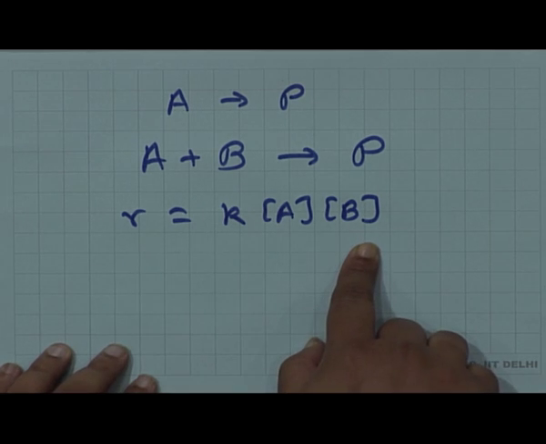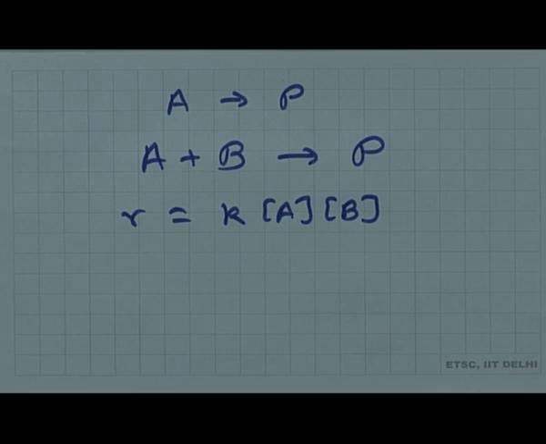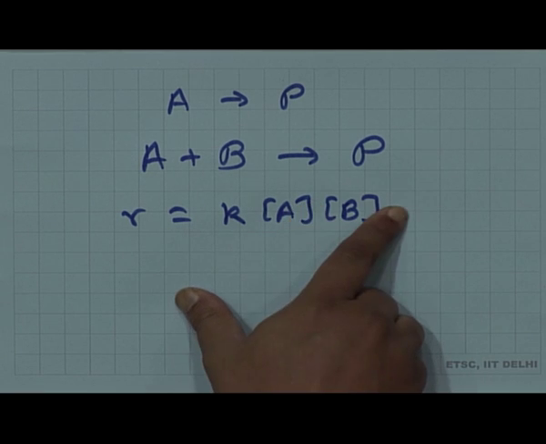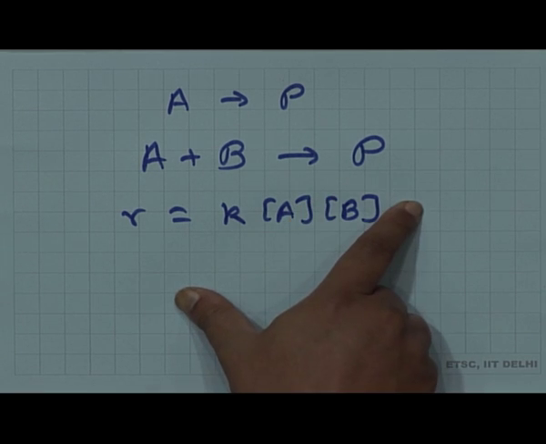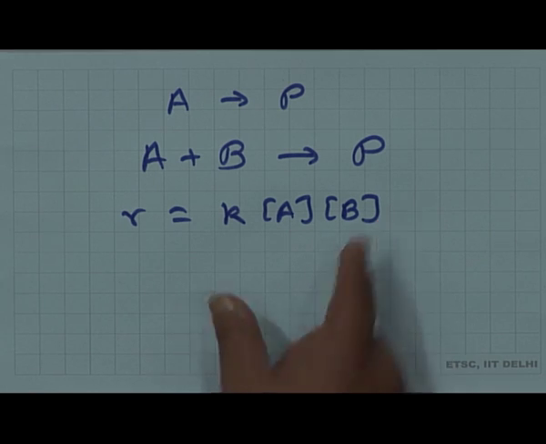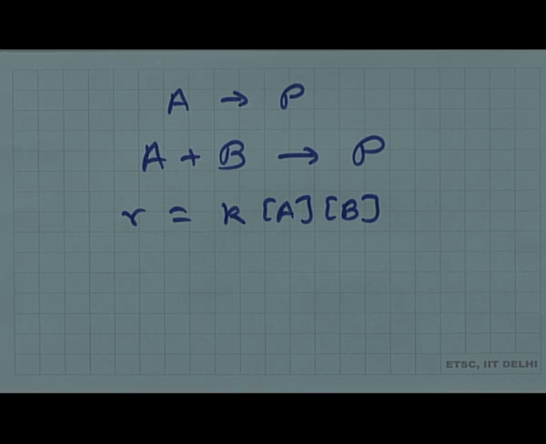It follows this expression: rate is equal to K times concentration of A times concentration of B, both being raised to the power 1. So, 1 plus 1 is equal to 2, and hence this is a second order equation, or a reaction following second order kinetics. Good.